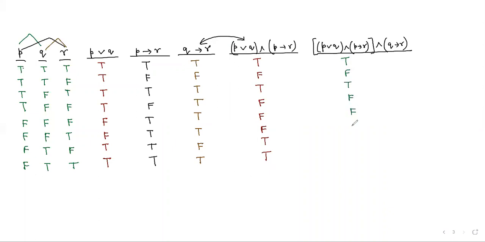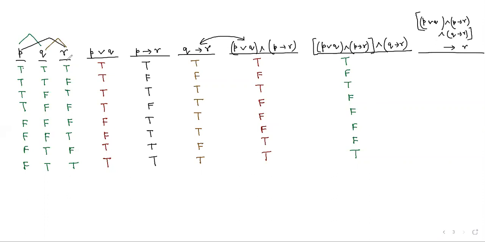The fifth one will be false. The sixth one will be false. The seventh one will be false. The last one will be true. And then lastly, we are going to find what we actually need to find. So it will be P or Q and P implies R and Q implies R, together they imply R.